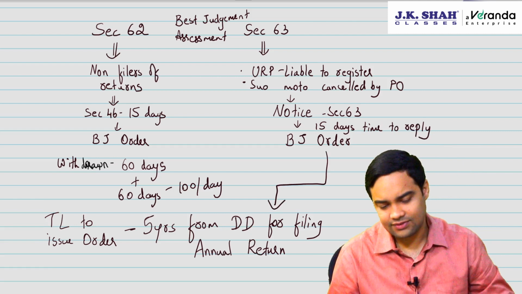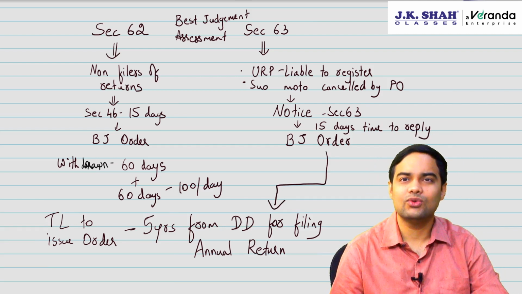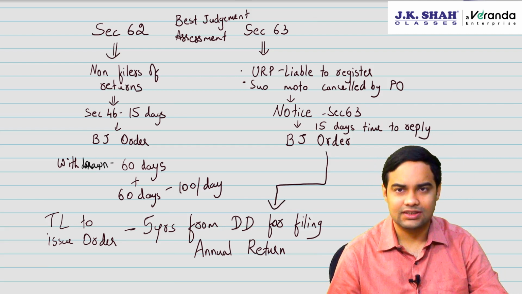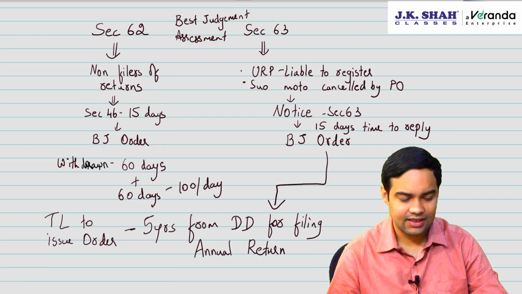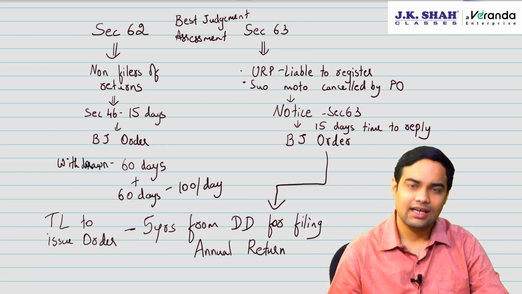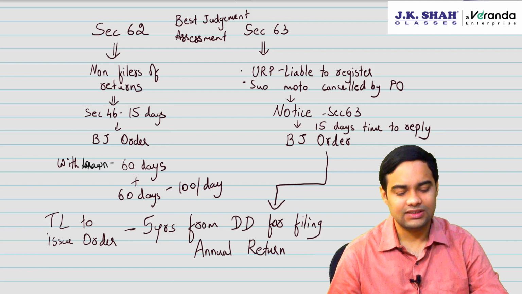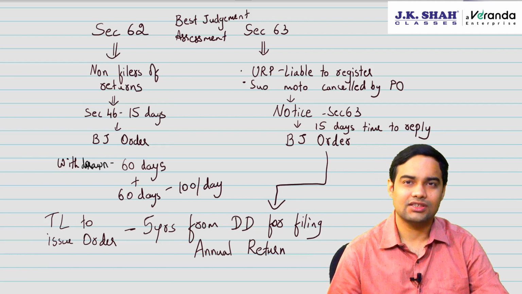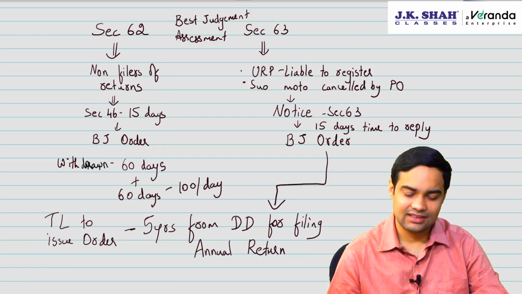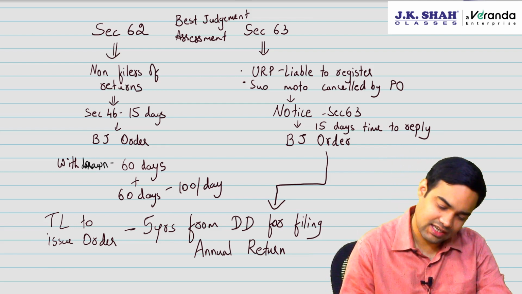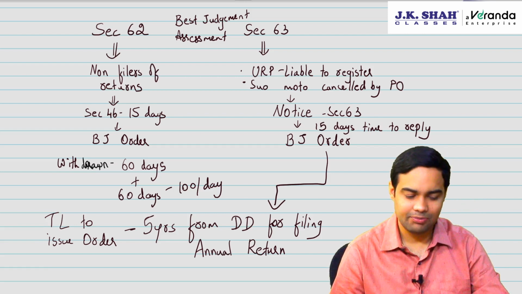So there are two cases where the officer can do assessment to the best of his judgment. First one is non-filers of returns, and second one is an unregistered person who was liable to register, or whose registration was suo motu cancelled, and he has evaded taxes. In that case a notice will be issued, 15 days time is given, and thereafter the best judgment order will be passed.